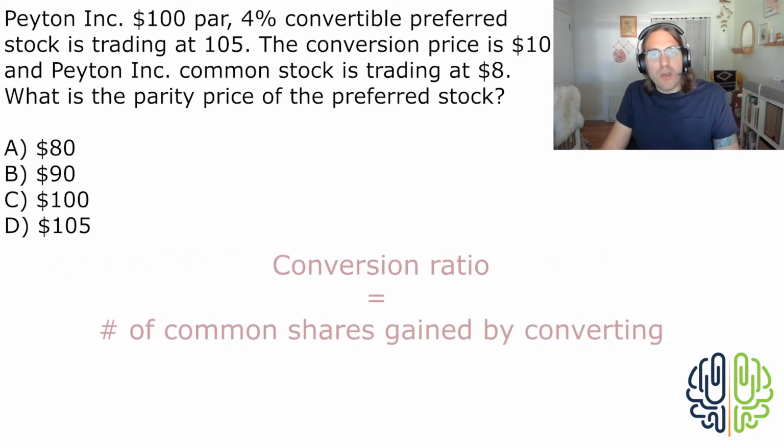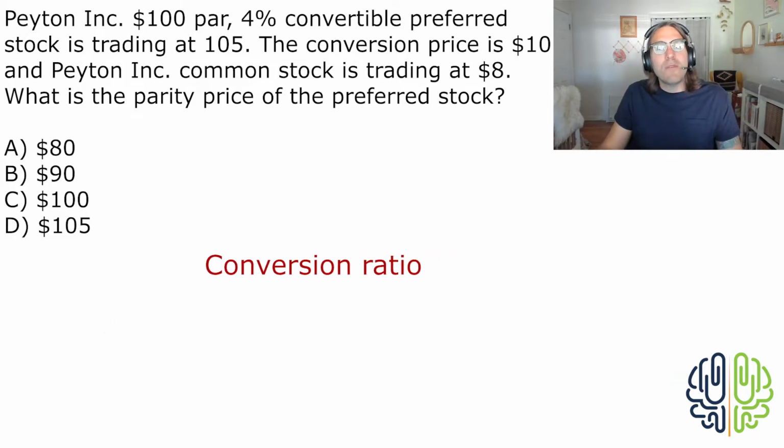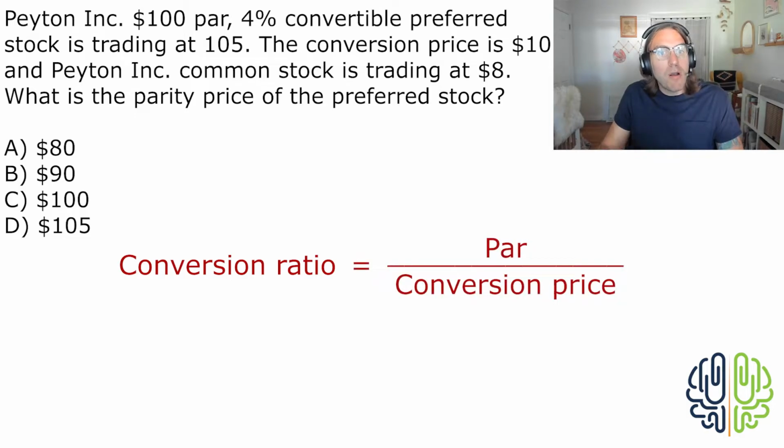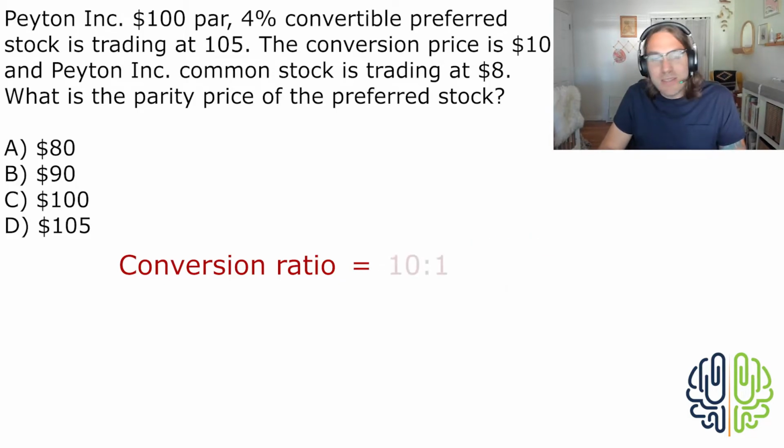The conversion ratio is the most important part of really any math-based convertible question. And it was not provided to us in the question, but the conversion price was. Let's go ahead and put the conversion ratio formula in front of us. The conversion ratio is equal to the par value divided by the conversion price. And if we take the $100 par value and divide it by the conversion price of 10, we get a conversion ratio of 10, or we might say 10 to 1. That means if we decide to convert our one share of preferred stock, we will get 10 shares of common stock.